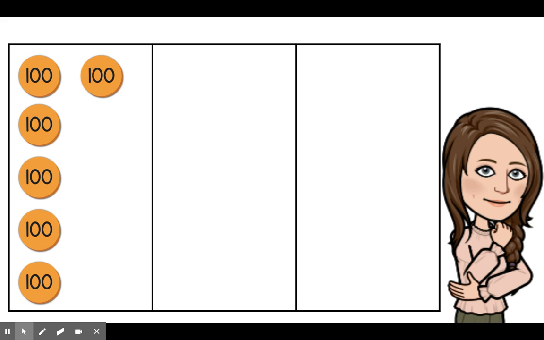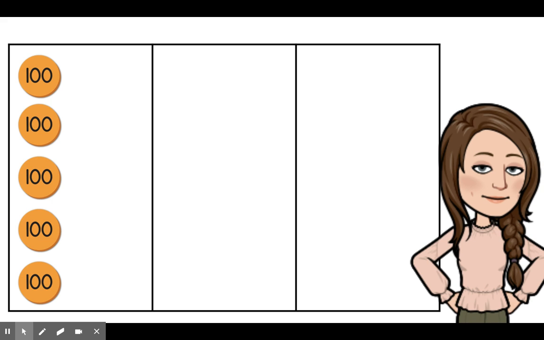Look at my place value chart if you're uncertain. Picture taking away one of our 100 place value discs. What would be left? 500? Let's check it out. Away with it. You're right. 500. 500 is 100 less than 600. 100 less than 600 is 500.